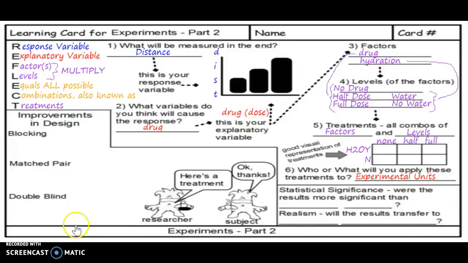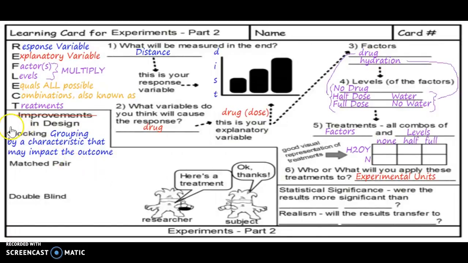I want to move over to this section of the learning card now, where it says improvements in design. Now, I really don't like that name, improvements in design. In fact, I probably would scratch that out and say alternatives in design, because sometimes blocking or using a matched pairs experiment or a double-blind experiment is not necessary and doesn't necessarily improve the experimental design. So maybe instead of improvements, we should say alternatives in design.